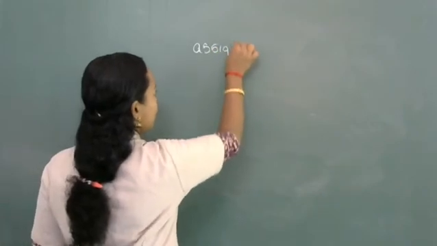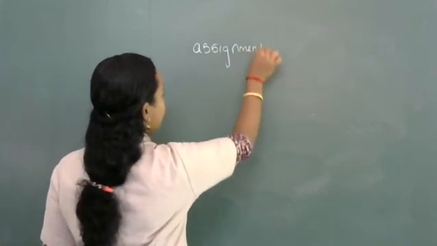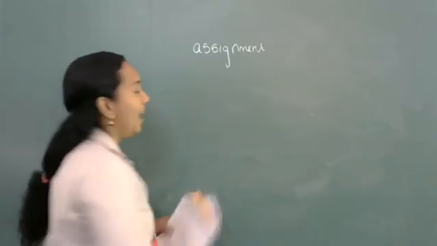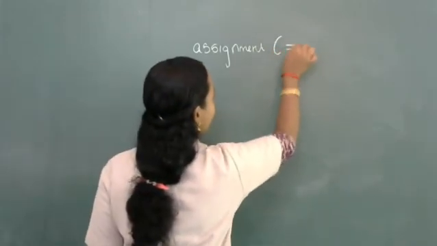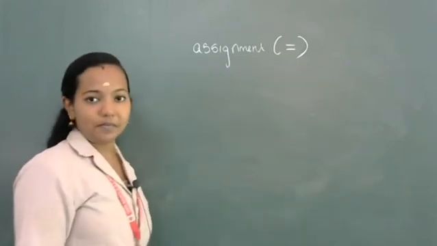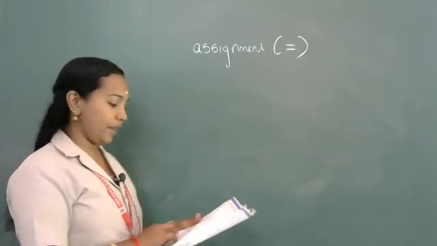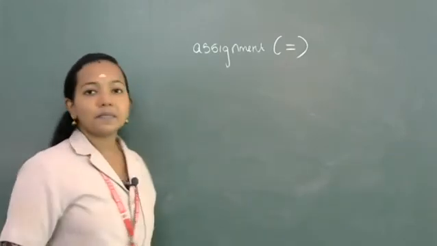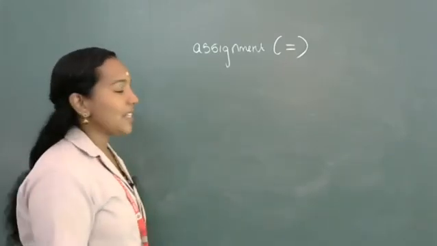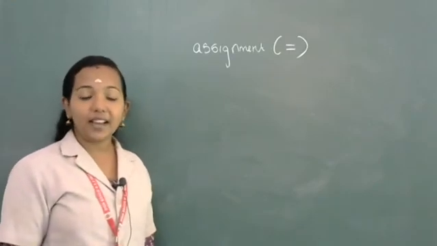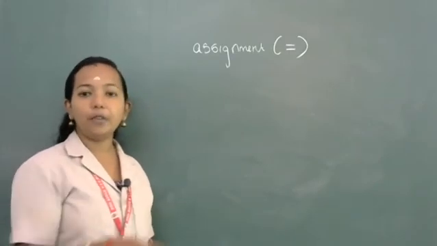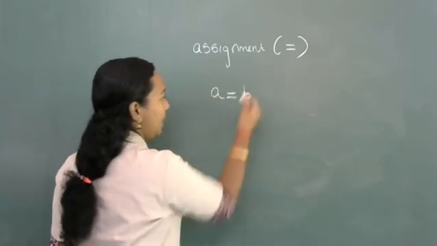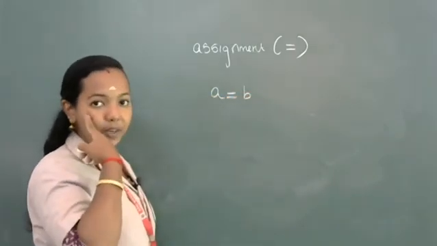Assignment operator, and it is also represented by the equal to symbol. The assignment operator is used to assign a value to a particular variable. So we can write like this: A equal to B.